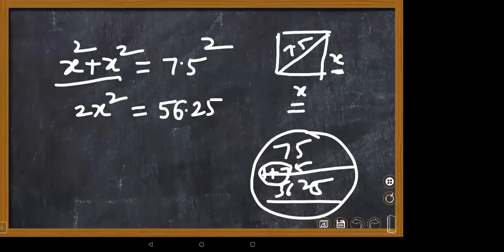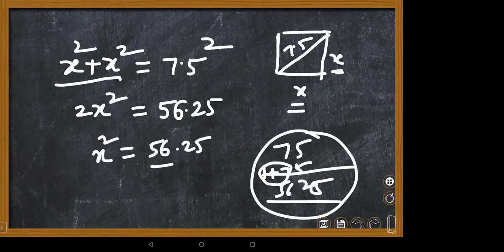Next, now x square is equal to half of this number, 56.25 divided by 2. So x square, how much, children? 28.125 will be x square. This is half of this: 2 2s are 4, 2 8s are 16, 2 1s are 2, 2 2s are 4, 2 5s are 10. Yeah, 28.125, ma'am. Now the square root of this number.